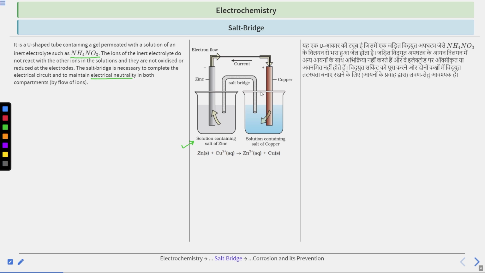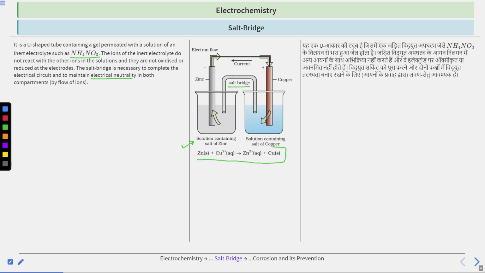Basically, as you can see in this diagram, this silvery U-shaped tube is a salt bridge. It contains a gel through which the flow of ions happens from one solution to the other, and it also contains some inert electrolytes which do not react with either of the solutions or get oxidized or reduced at the electrodes present in the circuit. And the salt bridge is necessary because it completes the electrical circuit to pass the current from one electrode to the other.